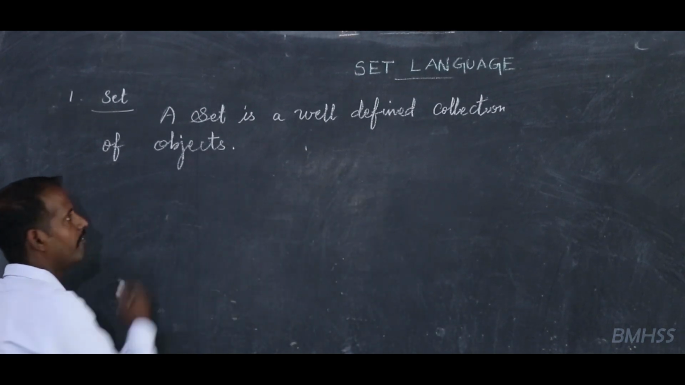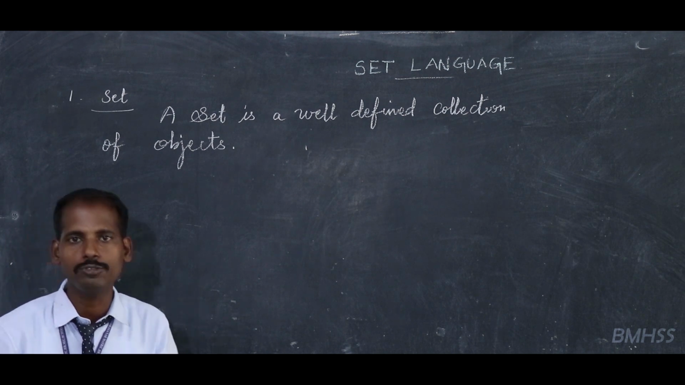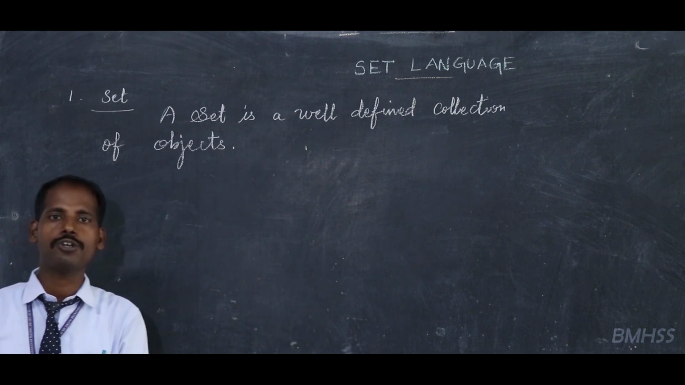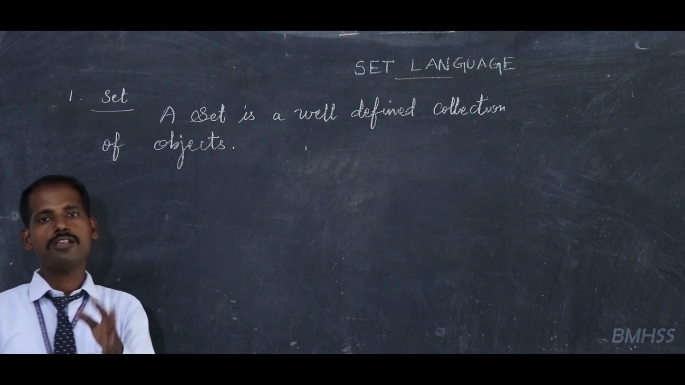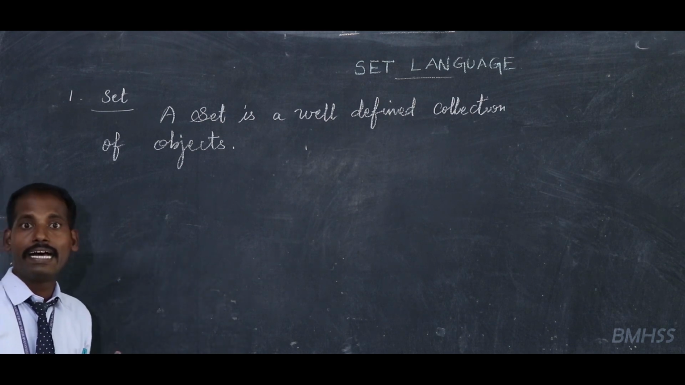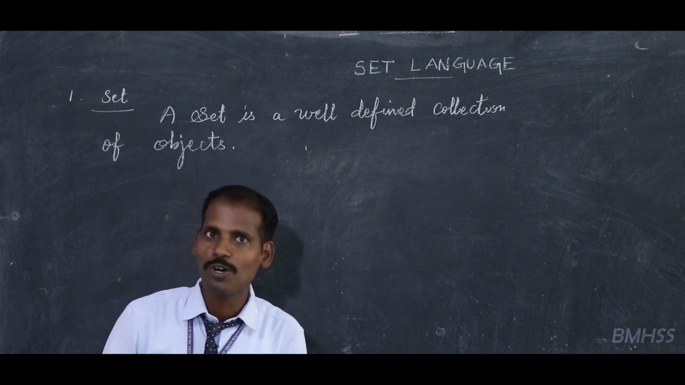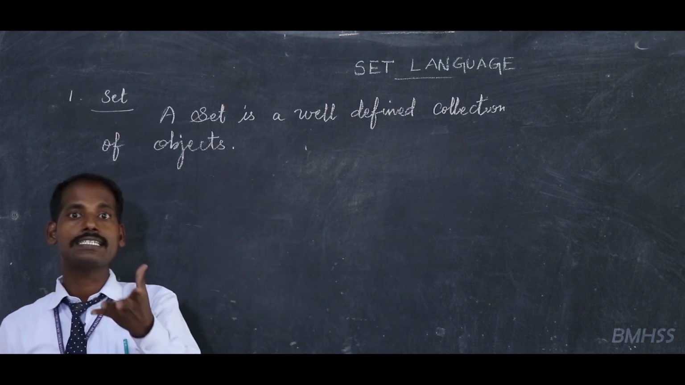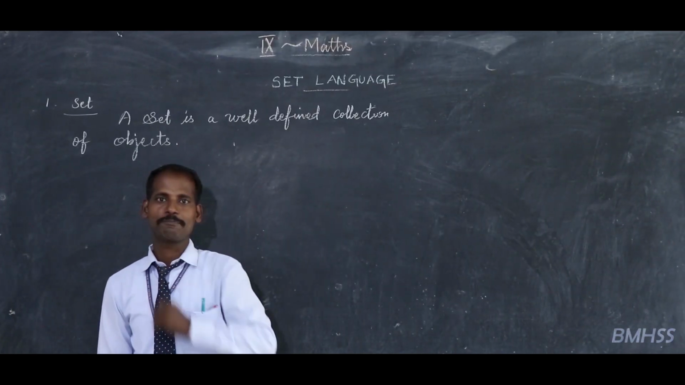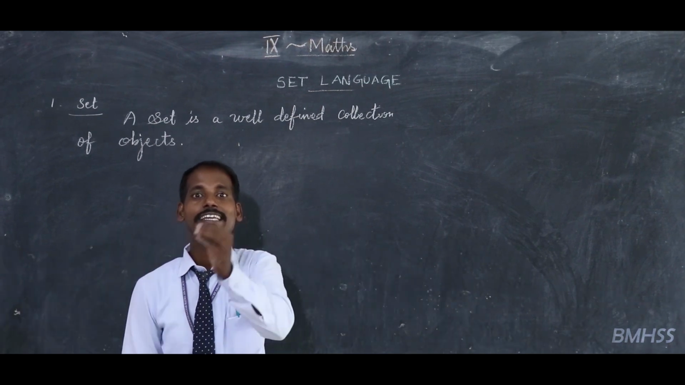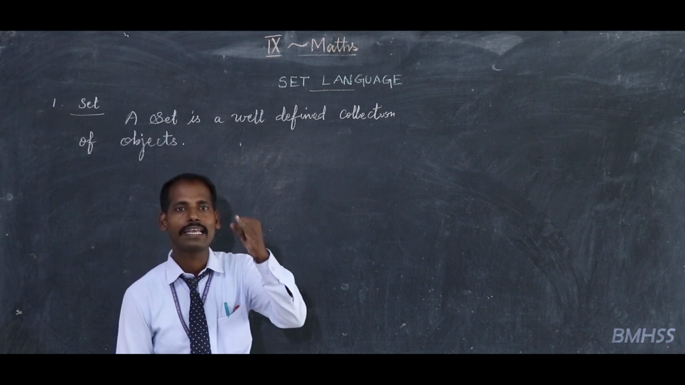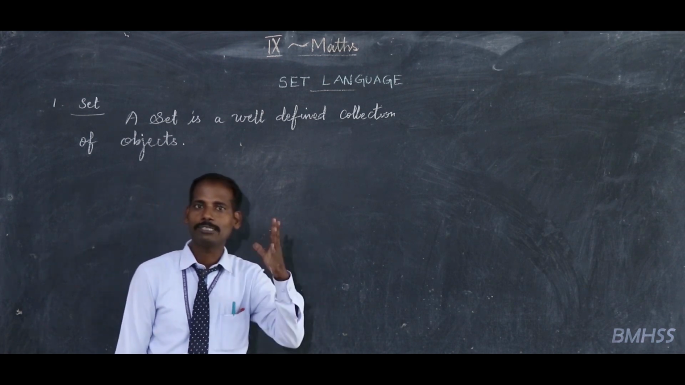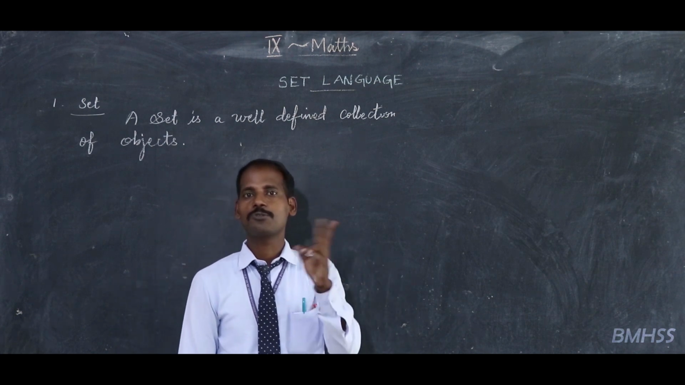Next, we know that natural numbers, the counting numbers 1, 2, 3, 4, going on, is also a set. Next, the counting numbers starting with 0, 1, 2, 3 going on, is also a set, that is whole numbers. Next, the set of all English alphabets, A to Z, that is also one set. Next, the set of all vowels in English alphabets: A, E, I, O, U. 5 elements are a set. Then 26 elements are a set. There are two types of sets.